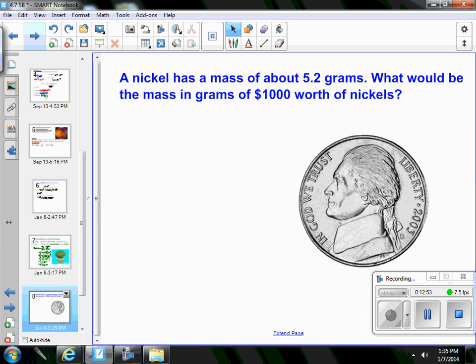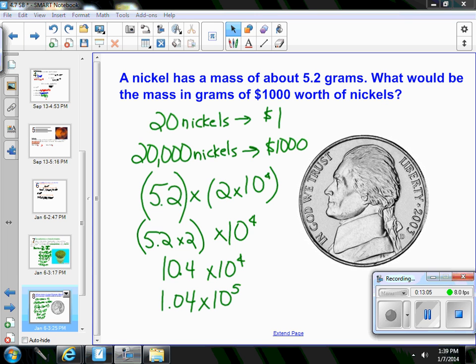In our next word problem, a nickel has a mass of about 5.2 grams. What would be the mass in grams of $1,000 worth of nickels? So in this example, we had a very large problem that we needed to solve, but we decided to break it down into a simpler problem. We needed to find out what the mass was of the amount of nickels in $1,000. So the first thing we decided was, how many nickels are in $1? So there's 20 nickels in $1.